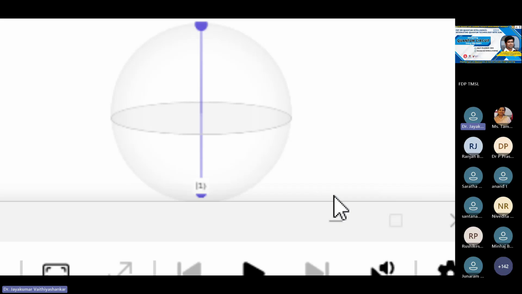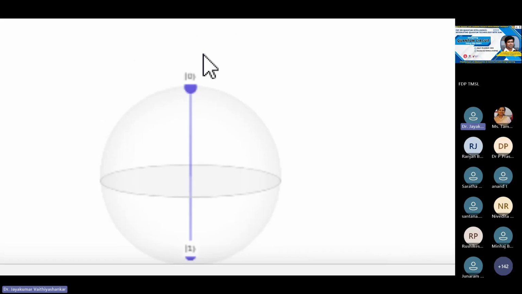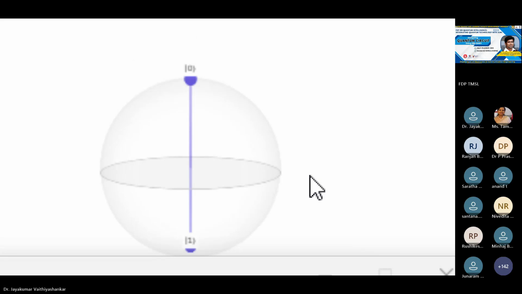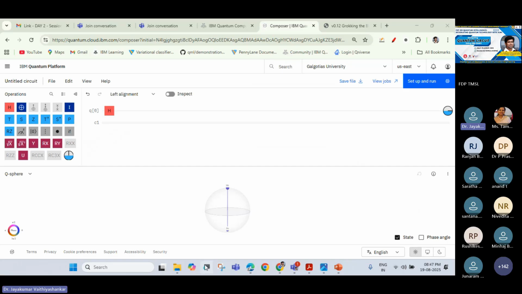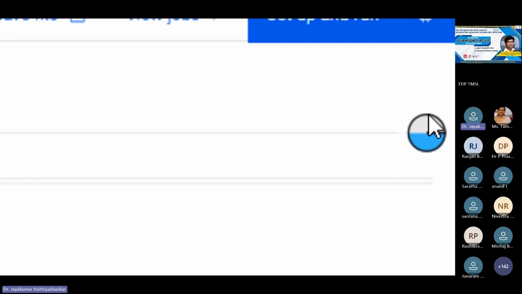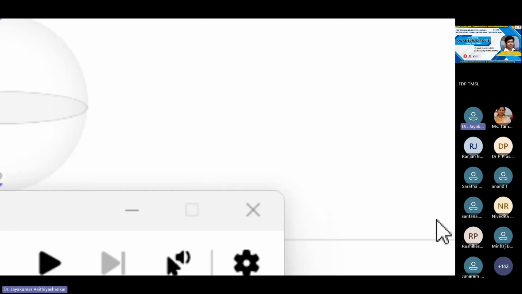So you can see over here, this is equal superposition. Simultaneously, the same quantum particle is pointed to both North Pole and South Pole. If you are not able to understand this, you can understand it from the half circle. This is half filled. So 50% for state 0, 50% for state 1. So this will create equal superposition. So imagine like this.